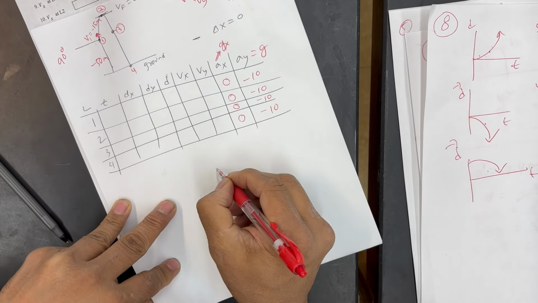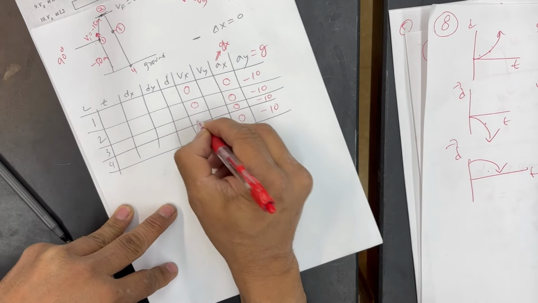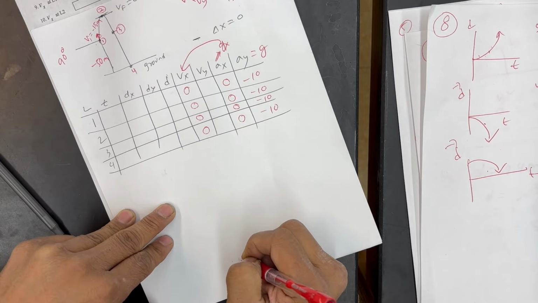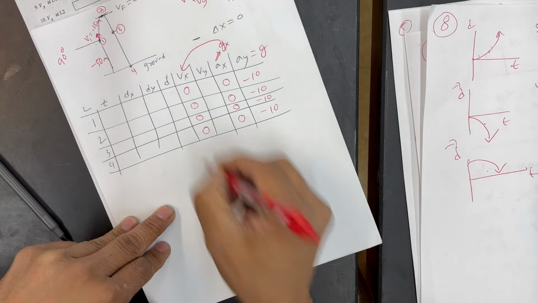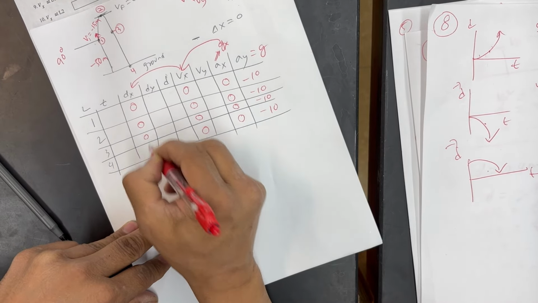We know vx. If there is no acceleration, then there is no velocity. Why? Because acceleration in the x direction is 0. That's why velocity in the x direction is 0. That's why displacement in the x direction is 0. You see the connection?